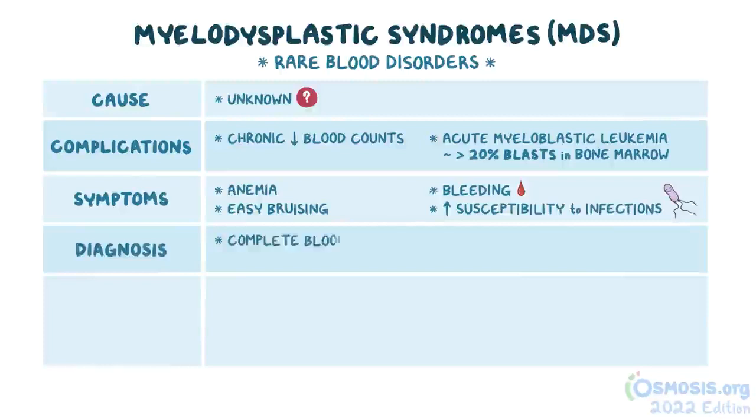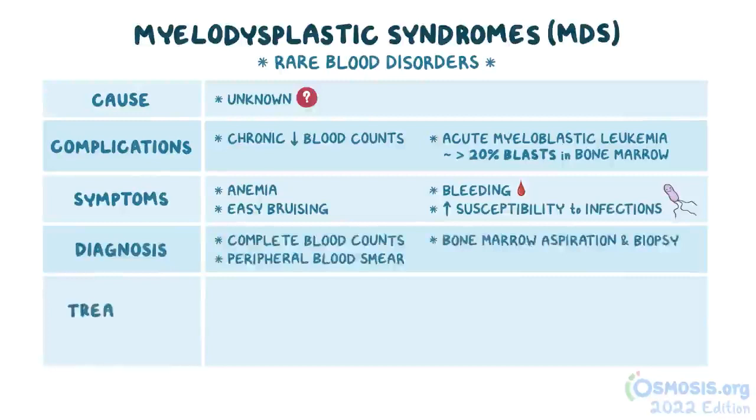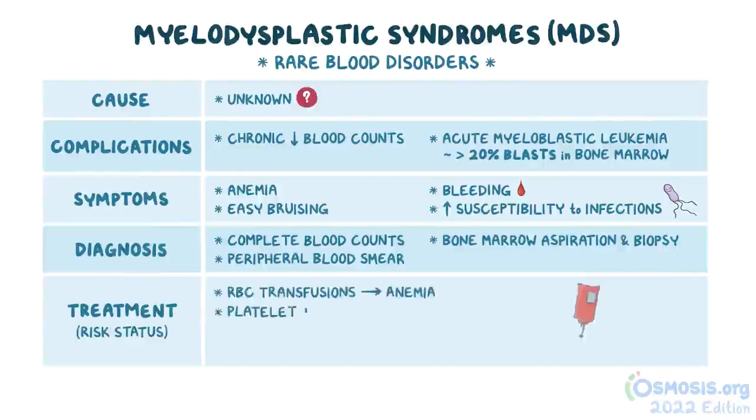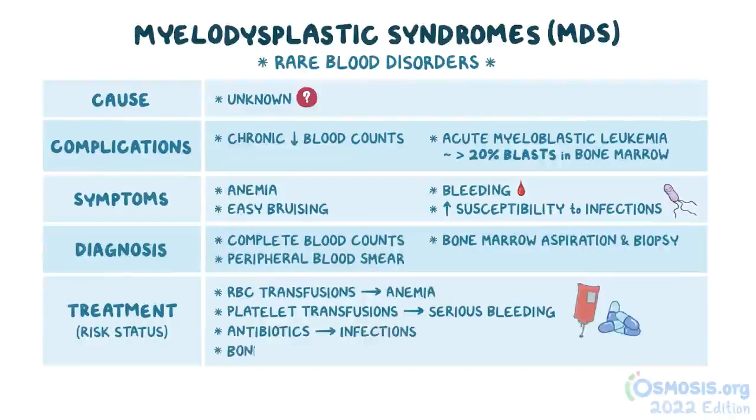Diagnosis requires complete blood counts, a peripheral blood smear, bone marrow aspiration, and biopsy. Treatment depends on the patient's risk status, and in addition to specific drugs, includes red blood cell transfusions to correct the anemia, platelet transfusions to treat or prevent serious bleeding, and antibiotics to treat or prevent infections. A bone marrow transplant from a healthy donor is the only curative treatment for MDS.